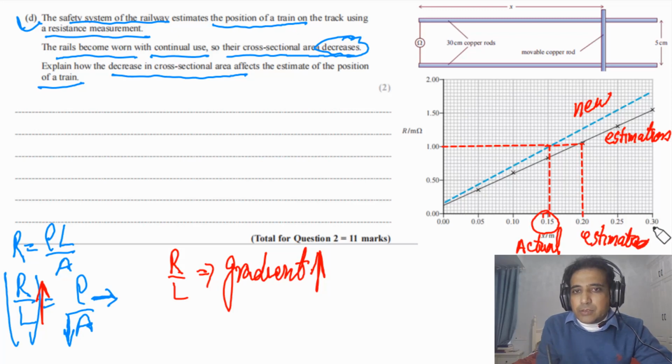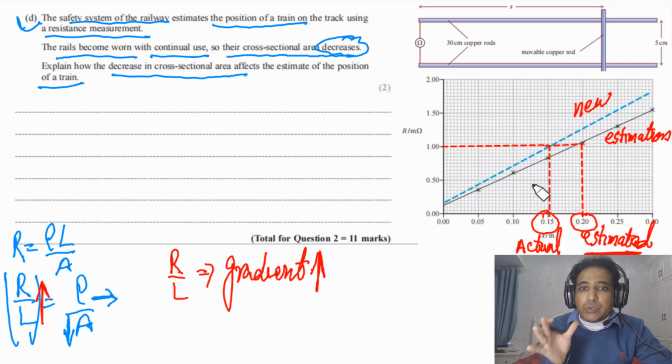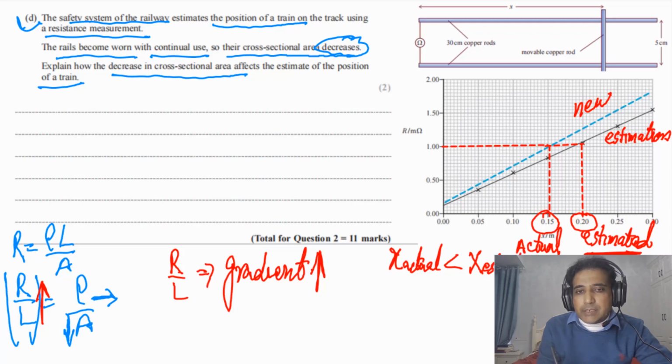So the safety system of the train will give us this value of X because it will do calculations based on this previous relationship. So the actual value will be lower than the estimated one. That's the point we need to understand. So X actual will be smaller than X estimated, where X estimated means calculated by the train safety system, and that will be greater than X actual. So these 2 points you simply need to understand.